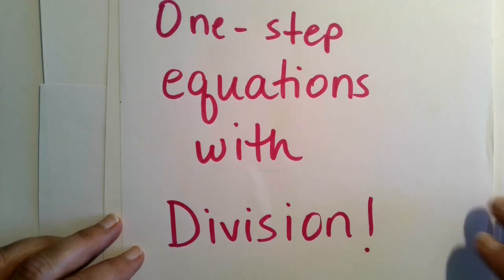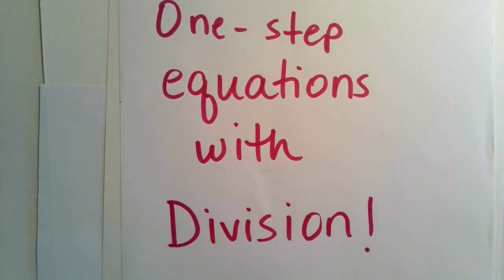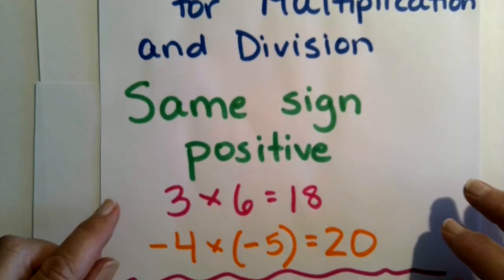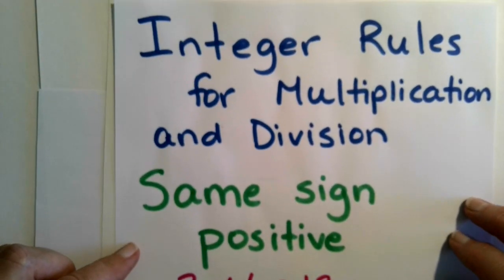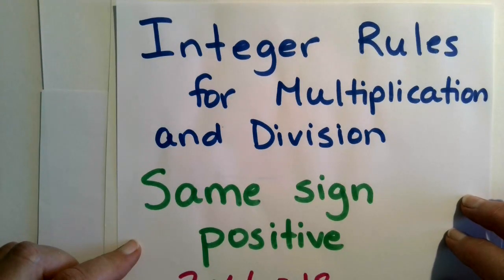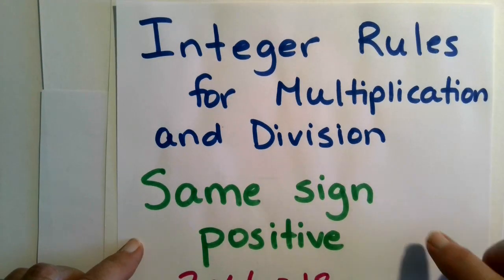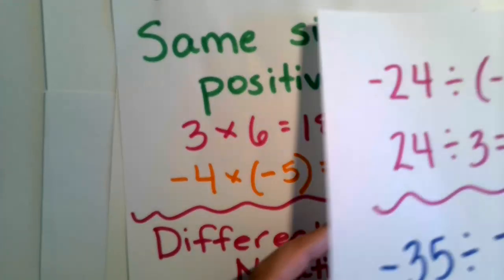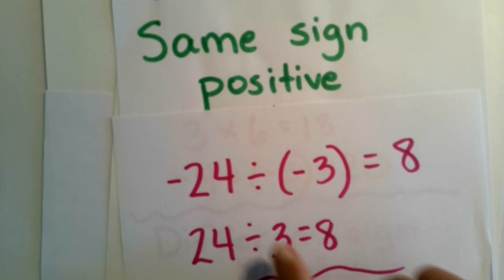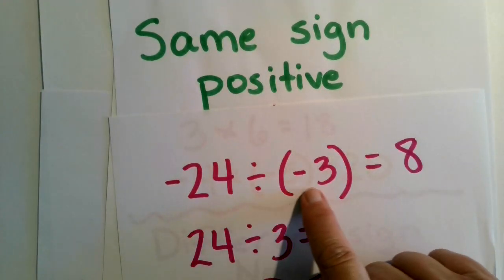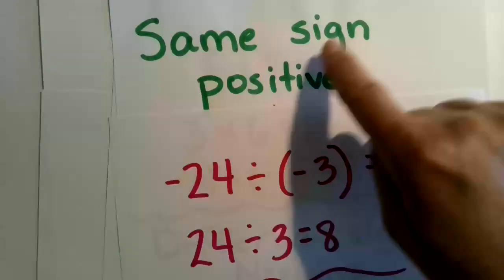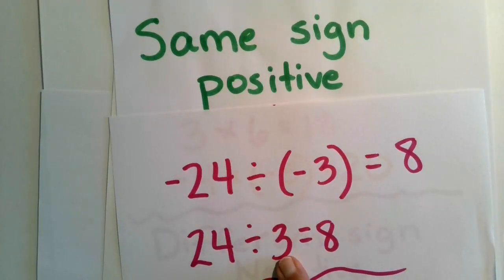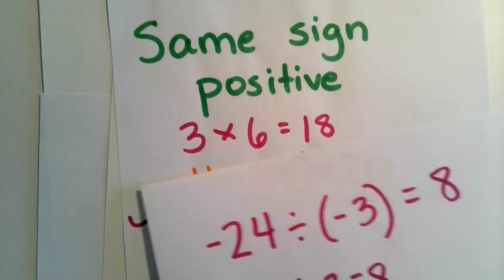And so we're just going to quickly review the integer rules again, because you will have some integers on there and some decimals. So integer rules for multiplication and division, same sign, positive. So these are multiplication, but if you have division, let's say you have negative 24 divided by negative 3. If it's the same sign, the answer is going to be positive. Here, these are the same sign, so it's positive.